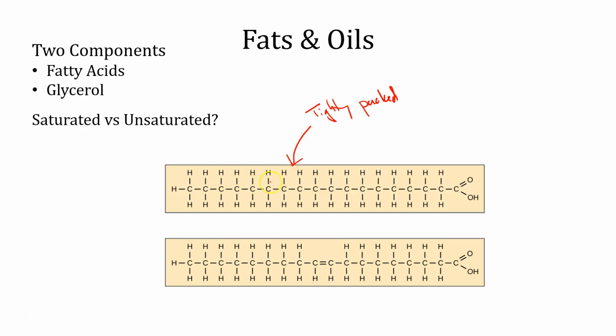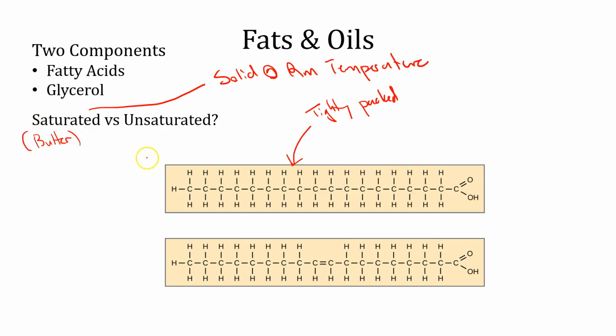But if you can imagine, you've got a bunch of these nice, sleek, linear molecules next to each other and they're attracted to each other. This lends to saturated fats being solid at room temperature. Okay, so an example of a saturated fat would be something like butter, because at room temperature, butter is solid, right?